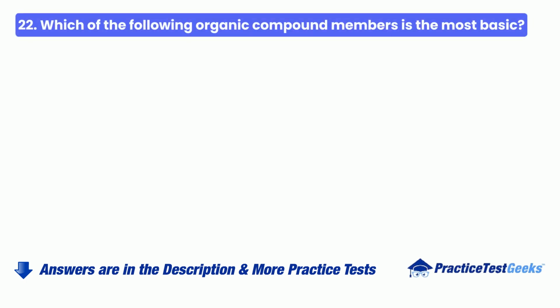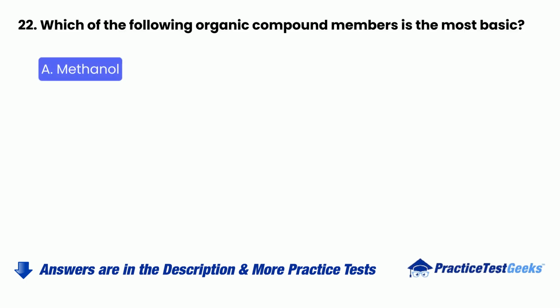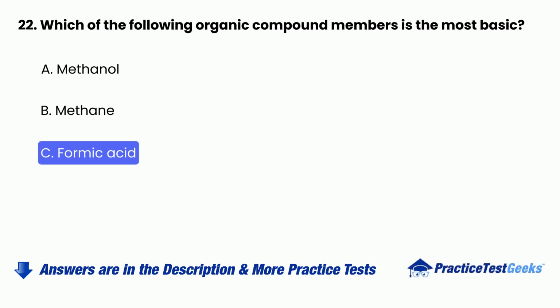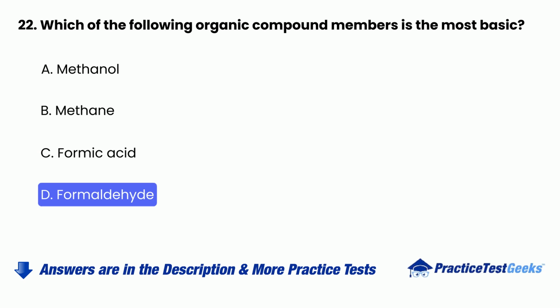22. Which of the following organic compound members is the most basic? A. Methanol. B. Methane. C. Formic acid. D. Formaldehyde.